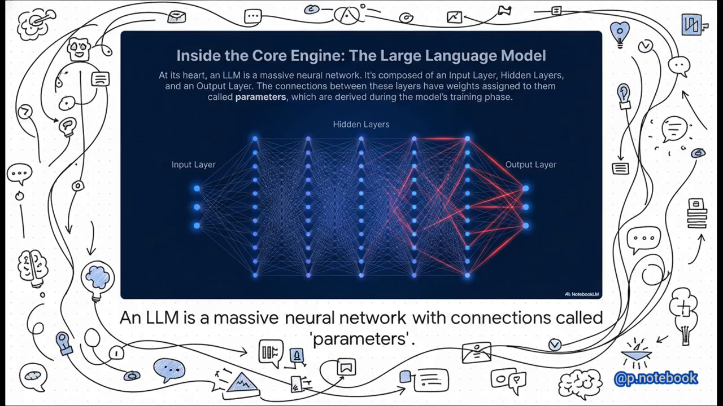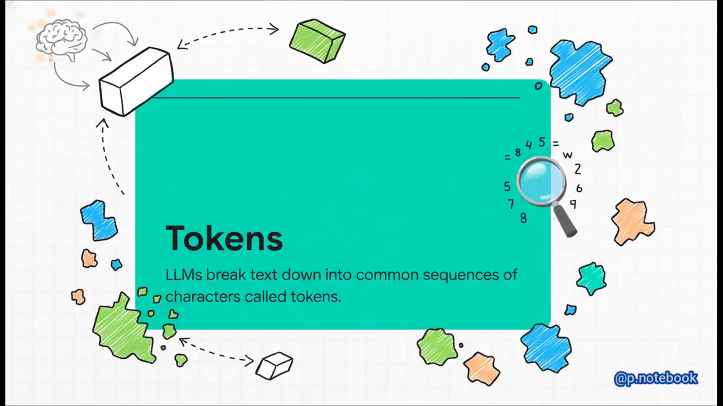But here's the kicker. It doesn't understand words the way you and I do. See, first it has to translate our language into something it can compute, and it does that by smashing text down into these common little chunks of characters called tokens. So instead of seeing the word transformer, the model might see it as two separate numerical pieces, transform and er.